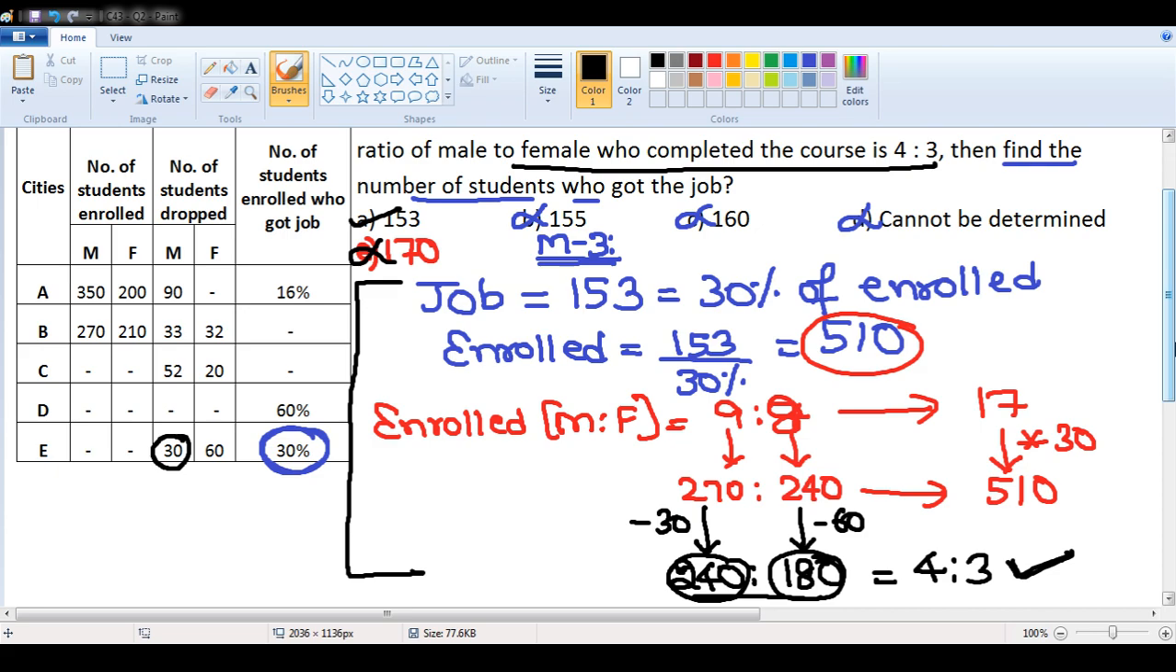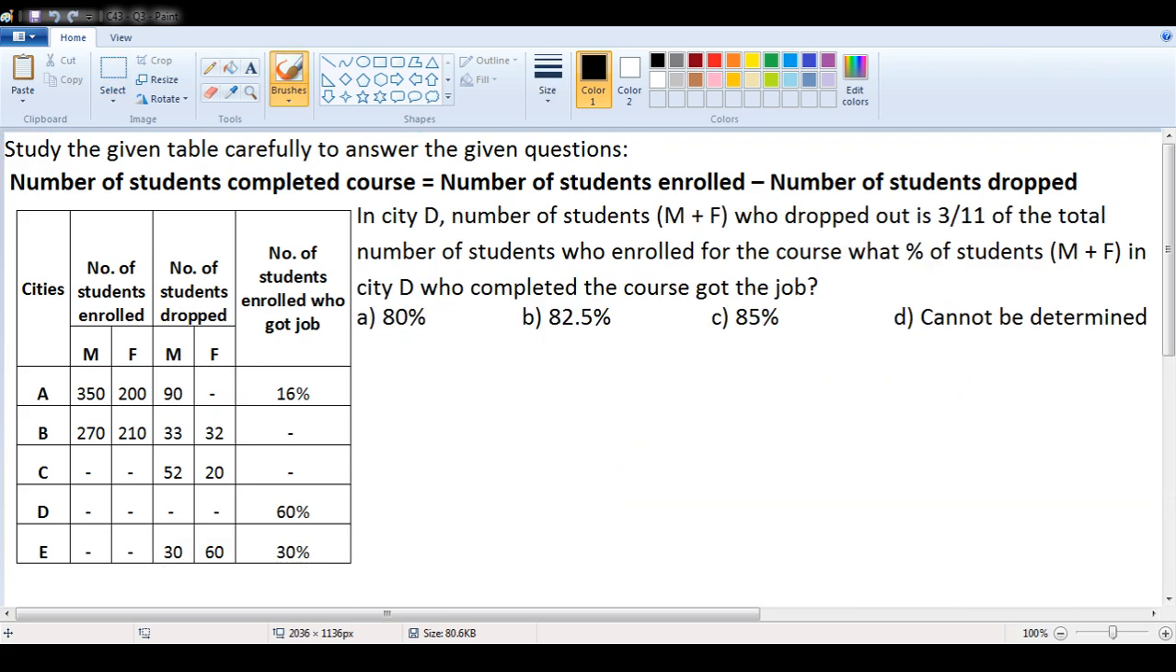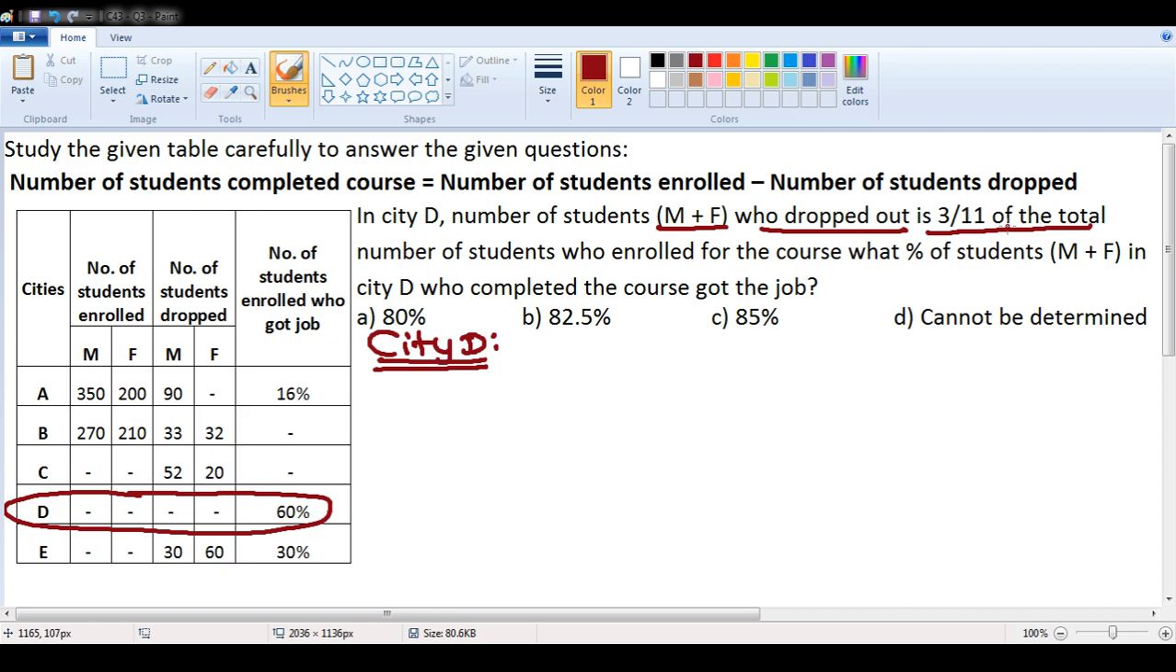Next question. Question number 3 in this caselet. See here, I am drafting the third question of the caselet. It says, if in city D, the only value given is the number of students enrolled who got the job, 60%. So first thing is city D. If in city D, the number of students male and female who dropped out is 3 by 11th of the total number of students who enrolled for the course.